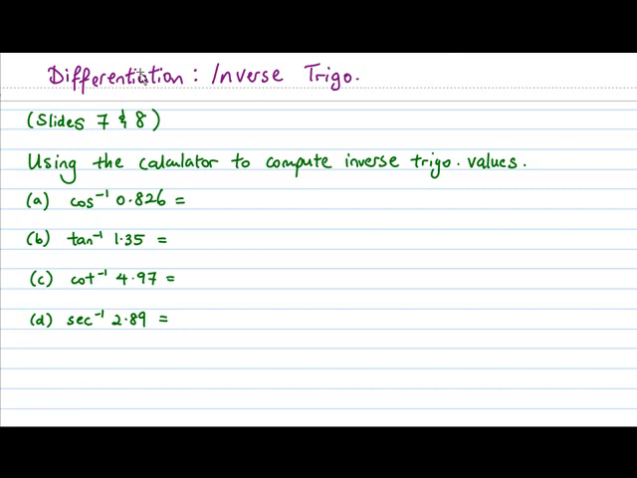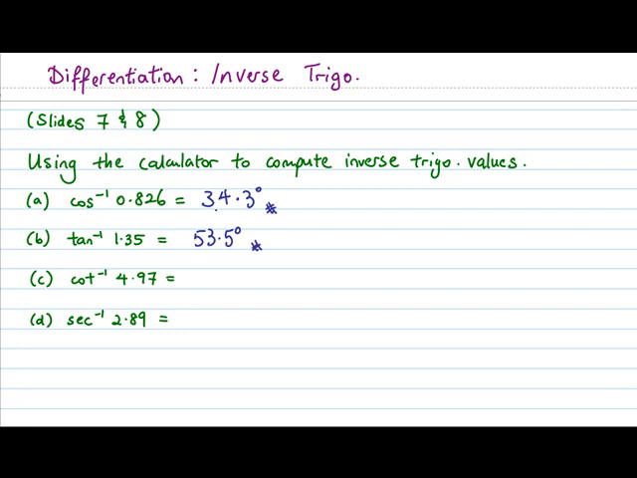Before we can start to differentiate inverse trigo, we will need to know how to use the calculator to compute the inverse trigo values. Look at slides 7 and 8, you will find these examples there. So can you please take out your calculator and try for part A and part B. According to slides 7 and 8, you are supposed to give your answer in degrees to 1 decimal place. Try it.